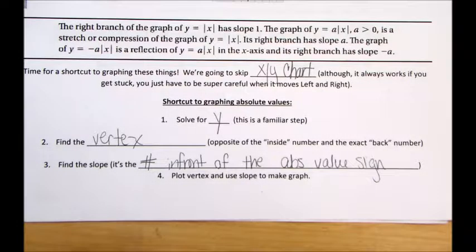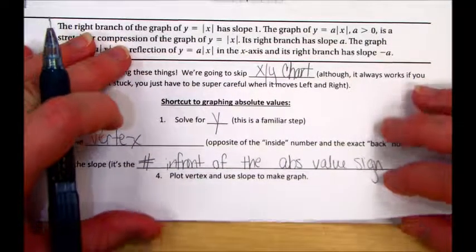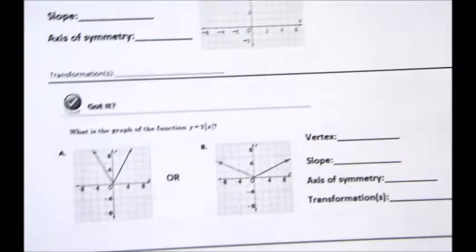Once you have those two things, you plot the vertex, like an XY point, and you use the slope to make a graph. Negative means it's upside down. Positive means it's right side up. The next video, we're going to apply this in problem number 3.